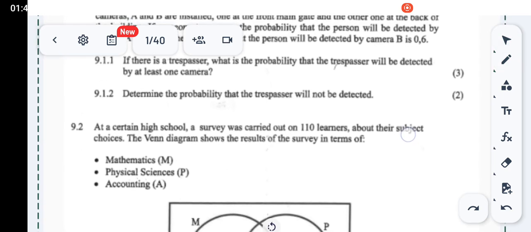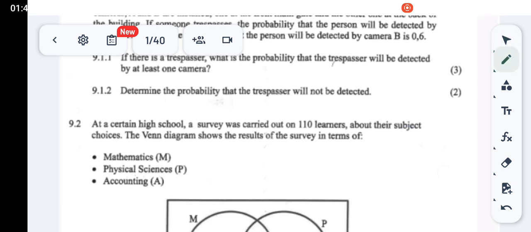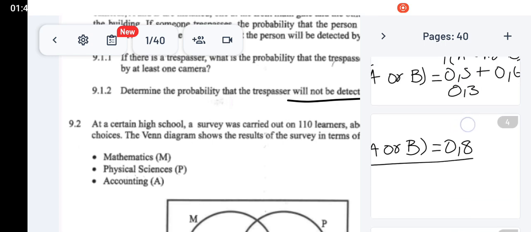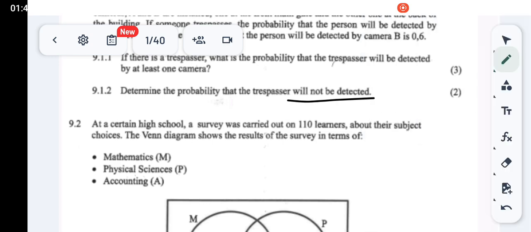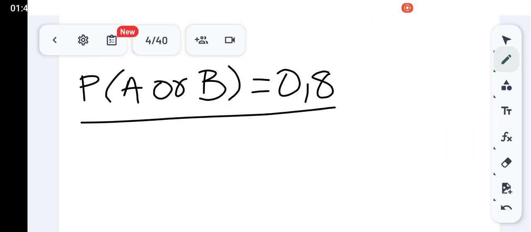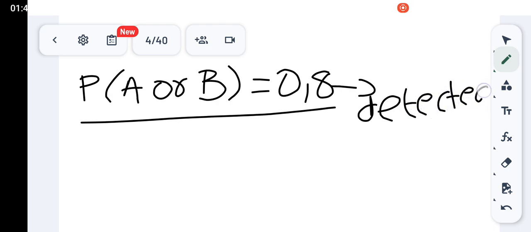Right. And then 9.1.2, determine the probability that the trespasser will not be detected. Okay, we know the probability that the trespasser will be detected by at least one camera, one or more cameras. In this case we want the probability that the trespasser will not be detected. So how are you going to find it?